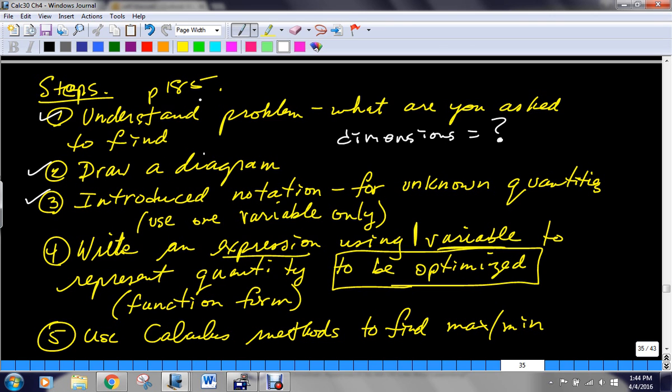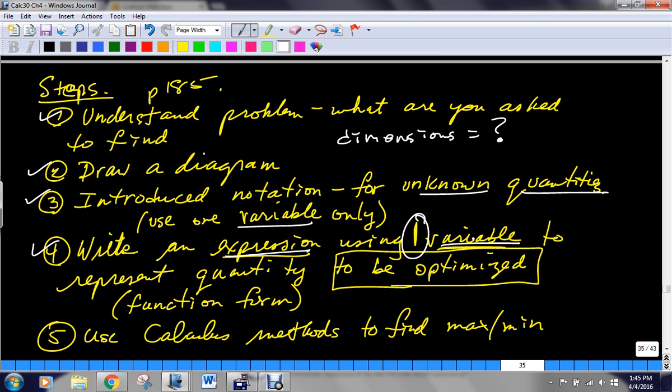After you've drawn the diagram, introduce notation. Okay? So you want to assign a variable or two, and I'll get into that a little bit more later, but one or two variables to the unknown quantities. So you want to introduce notation. So your length is L, your width is W. So you can use those variables. Step 4 is write an expression using one variable only.